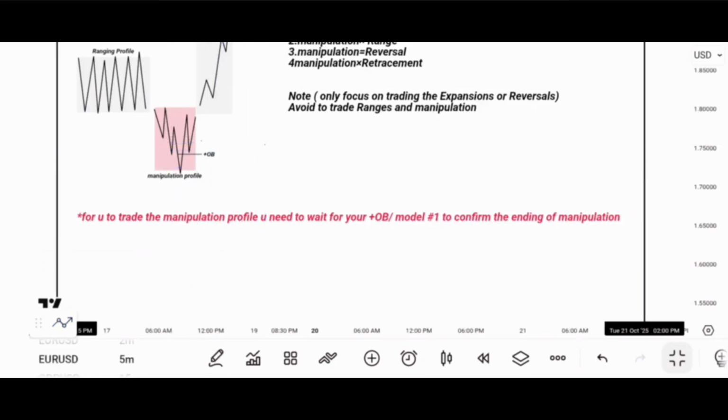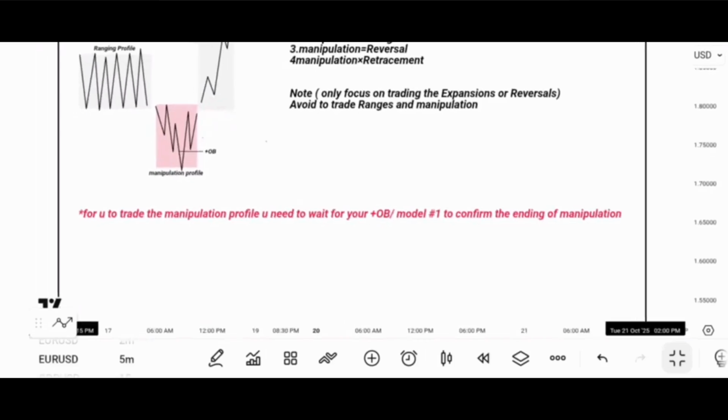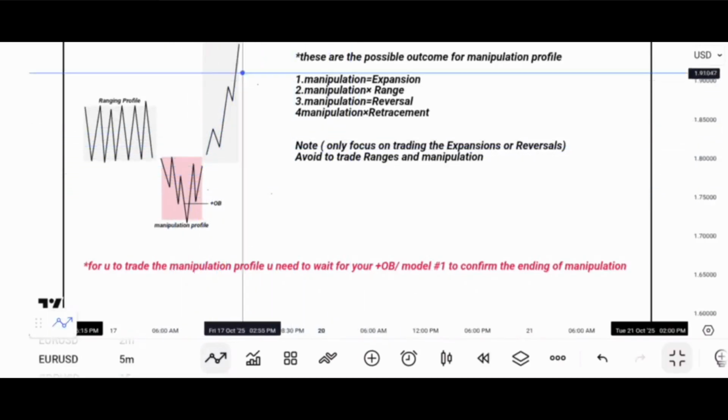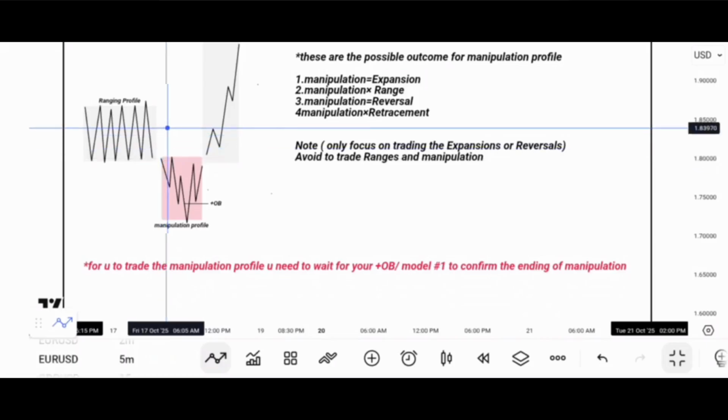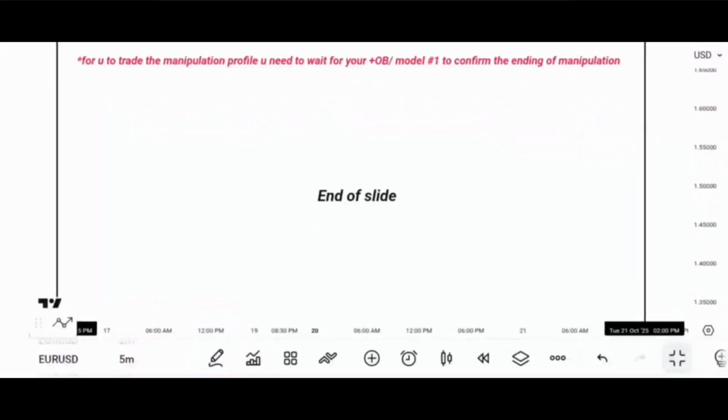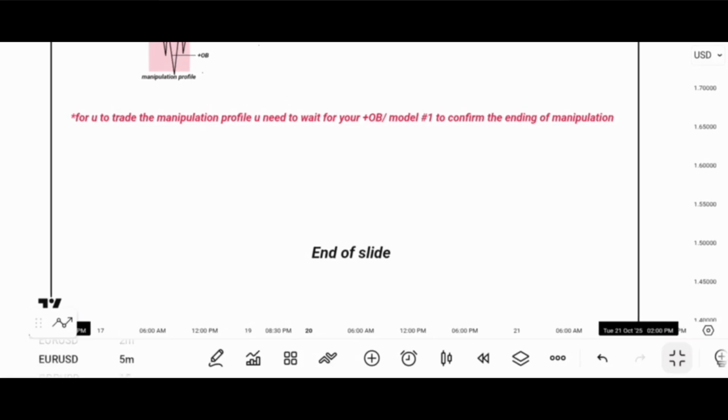Now we are starting to expand to the opposite side of the manipulation phase, which in this example means we expand to the upside since the manipulation came to the downside. So this is the end of the slides on market profiles, right? Let's meet on chapter 2.